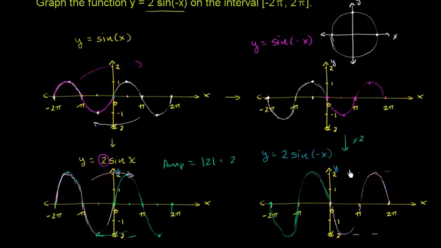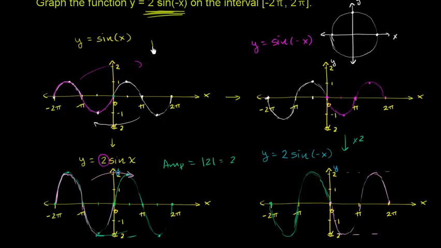So the last question I have for you is how does the period of 2 sine of negative x relate to the period of sine of x? Well, there's 2 ways to think about it. Actually, I'll let you think about that for a second. You could refer to the graphs right over here, or you could think about the formula, which is hopefully a little bit intuitive right now.